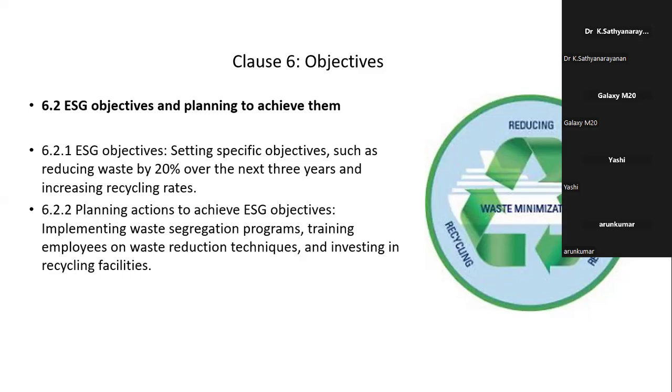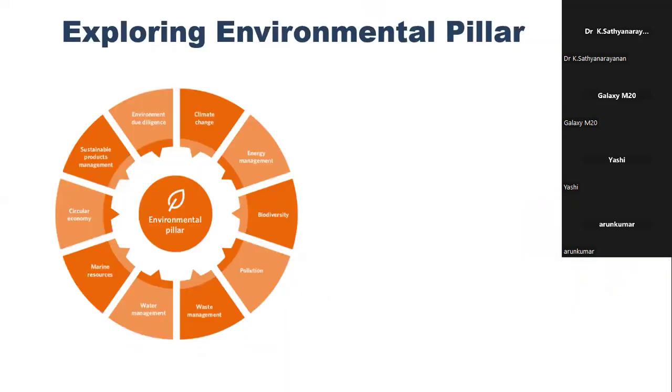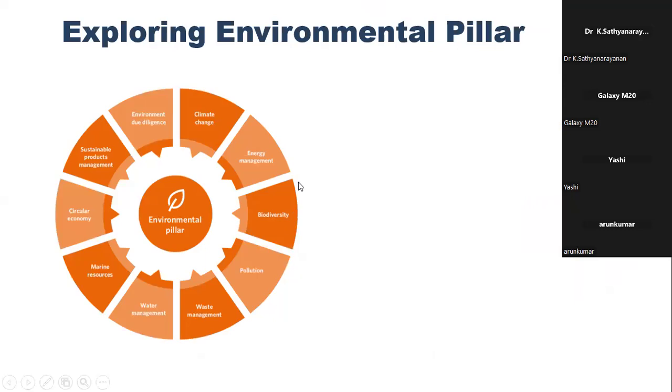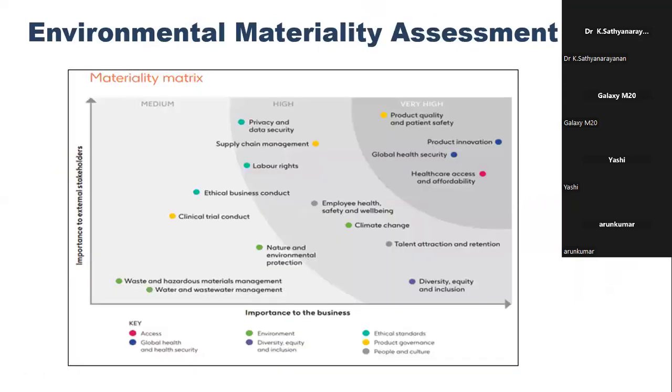Implementation number 3. After this session, take your organization's objectives. Try to map them with these elements. Then do an environmental materiality assessment. Then understand whether, if some of the elements have not been addressed, the very high critical environmental factors in the materiality assessment have been addressed and measured in your objective or not.